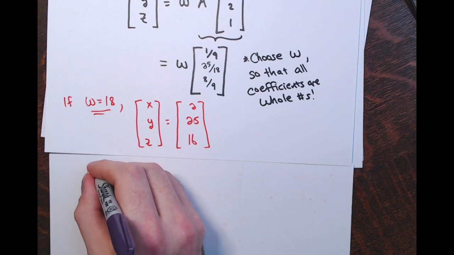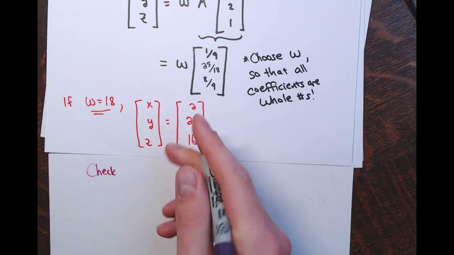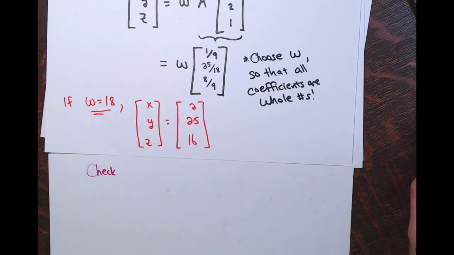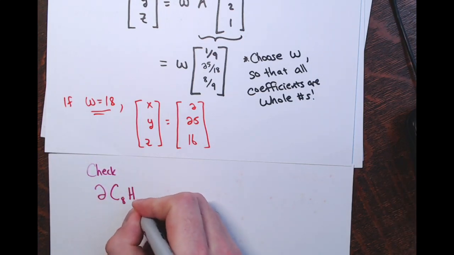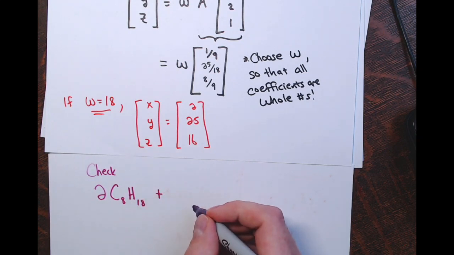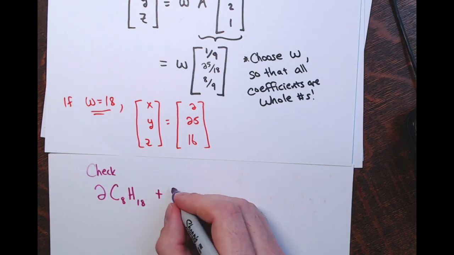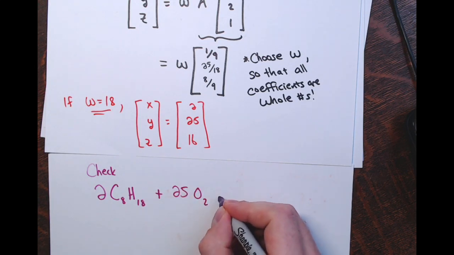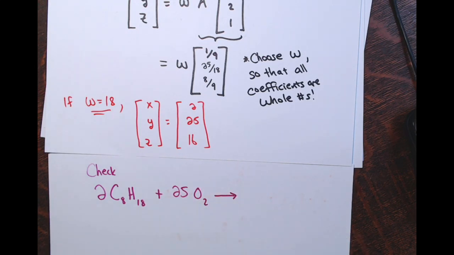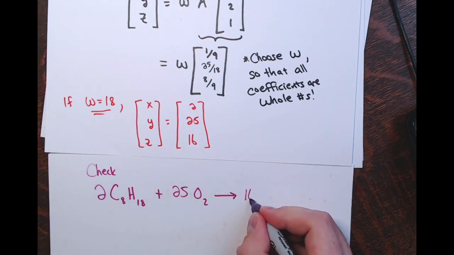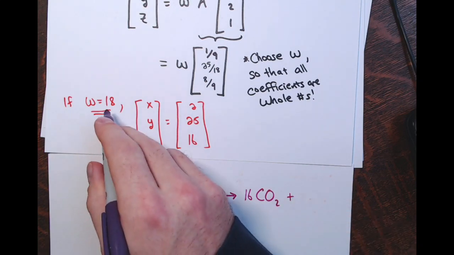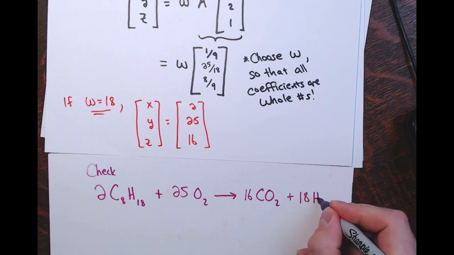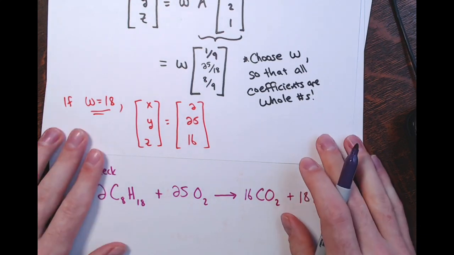So let's check it. If X is 2, I have 2 in front of the first, so we have 2 C8H18 plus, and then how many molecules of O2? That was Y, so 25 molecules of O2 should yield or produce Z times the CO2, and Z is 16 here, 16 CO2s, plus, and then how much water, which was W, 18 molecules of water. Let's see if this actually works.